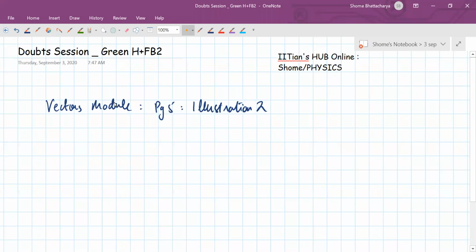So the question is saying two forces of equal magnitude act at a point and the resultant is equal to either of them. Then find the angle between the two force vectors. Okay. So what it's saying is that there are two force vectors which are acting at a point.